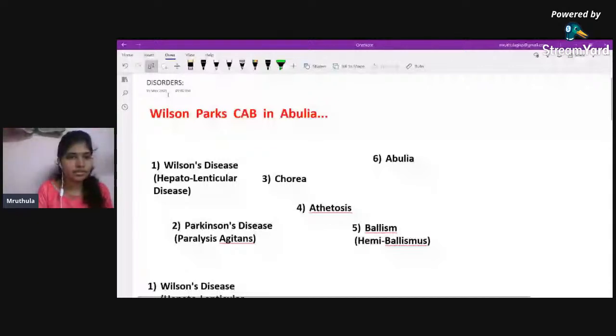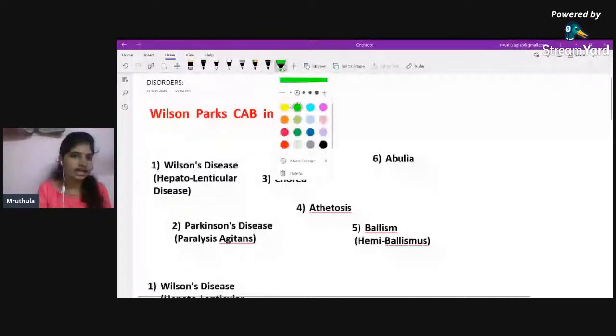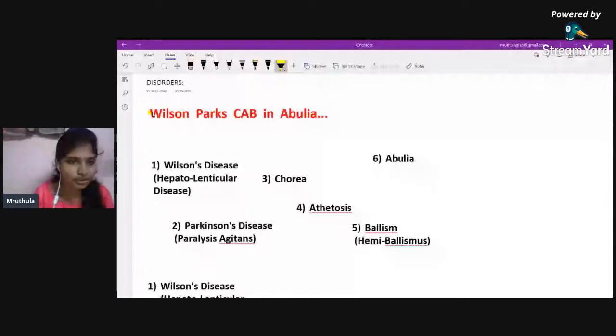Disorders of the basal ganglia. So to remember this, just keep this one thing in mind: Wilson parks the cab in Abulia. You should not ask me what is Abulia and all. Just imagine it is a place. So Wilson parks cab in Abulia.